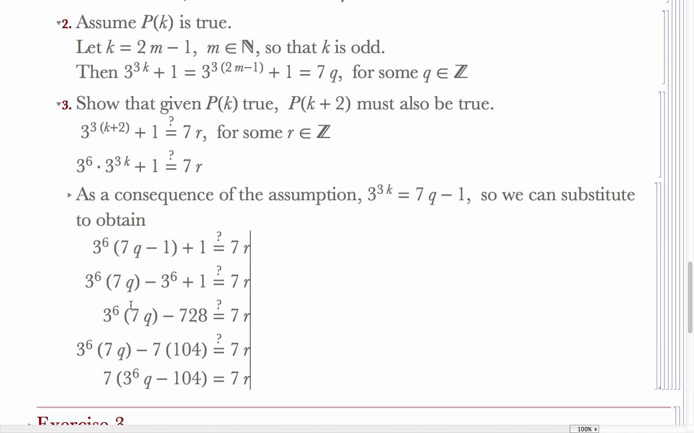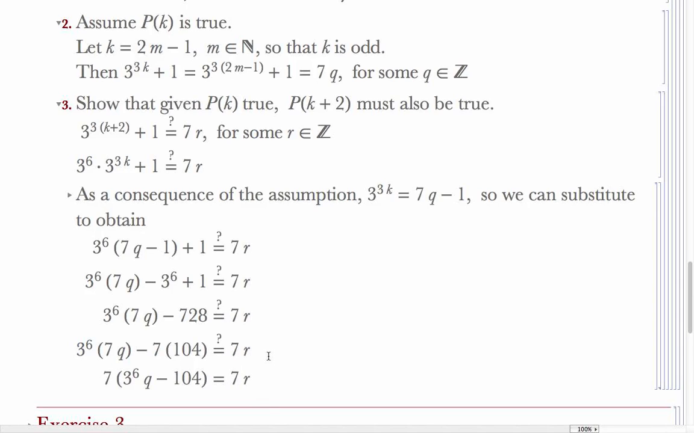And I see that I've got two terms here, 3 to the 6th times 7q and 728. Now, 3 to the 6th times 7q, of course, is factorable by 7 as a multiple of 7 because I see the factor of 7 right there. 728, we can see, oh, that's also a multiple of 7. I can factor 7 out of 728. And I have two terms, each of which is divisible by 7. So I can factor out the 7, and I see that indeed this left-hand side is a multiple of 7, and the right-hand side is as well.